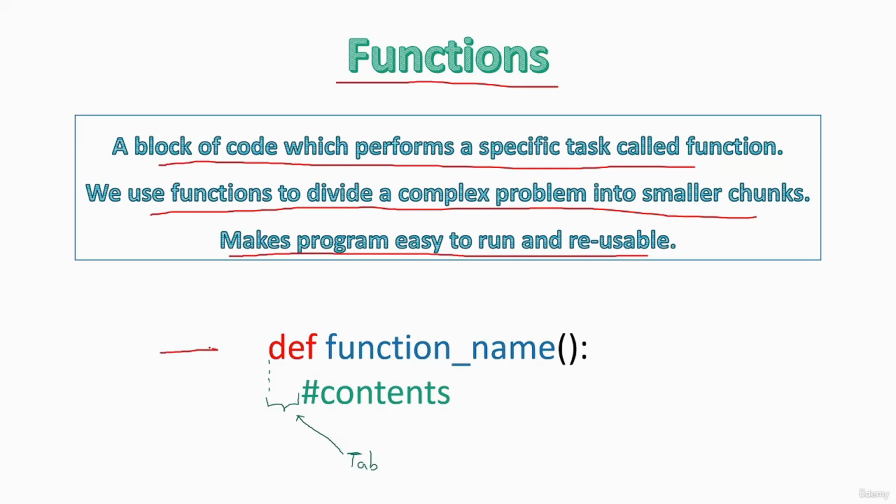This is the syntax for defining a function. We have to use the def keyword for defining a function. Then we can use any name for the function. Then we have to use a set of parentheses. Then a colon. Then we have to keep a space of one tab here. Then we can write the contents of the function.